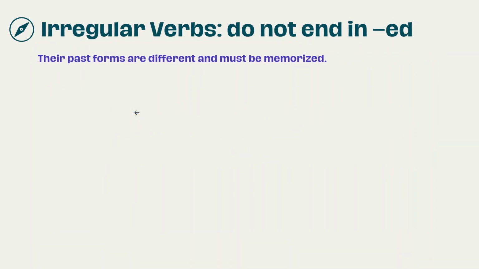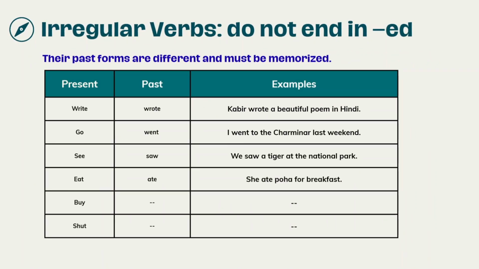But now look at this chart. These are all irregular verbs, right? Because they do not end in ed. Their past forms are different and must be remembered. Now look at the present form, write. What is the past form? Wrote. For example, Kabir wrote a beautiful poem in Hindi. You can't say writed. Go, went. I went to the Charminar last weekend. See, saw. We saw a tiger at the national park.